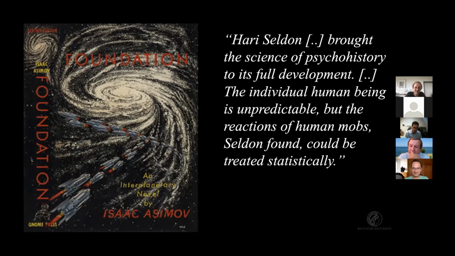He said, Harry Seldon brought the science of psychohistory, so that's a hypothetical future discipline of science, a part of mathematics, to its full development. And the individual human being is unpredictable, but the reaction of human mobs or large groups, Seldon found, could be treated statistically. Now, this book was published in '51, and probably Asimov had no idea whether this kind of science would ever exist. But arguably, we've been moved closer towards having such a science.